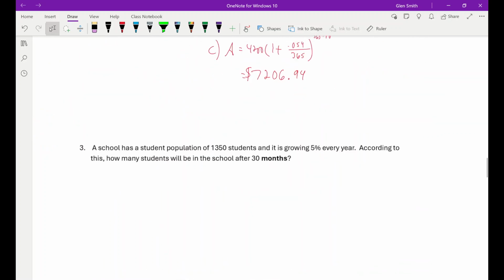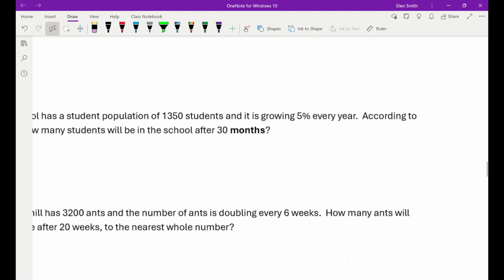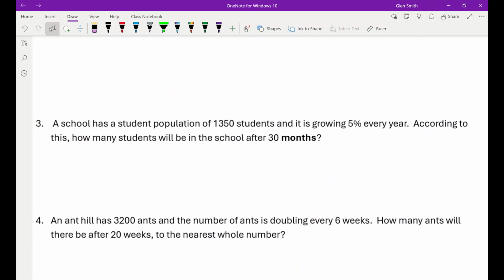All right. So here we have a school has this population. It's growing 5% every year. How many students will there be after 30 months? Well, the only trouble with this is every year, and this is in months. So 30 months is 24 months plus 6 months.